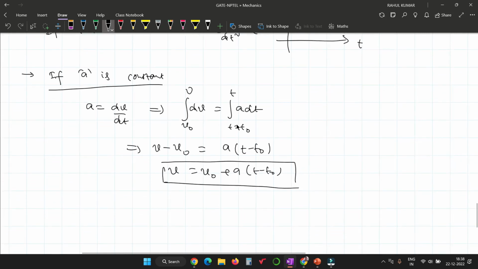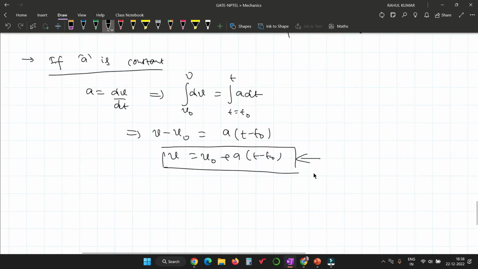Okay, so don't forget, I have seen that many students apply this equation without checking whether a is variable or constant. You can use this equation only when a is constant. Okay, so suppose, second equation is what?